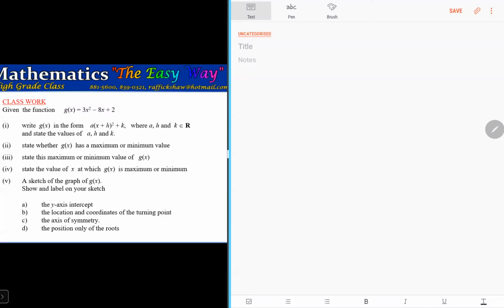All right. So this classwork question gave us that function g of x, and they can call it anything they want. They can call it y, f of x, g of x, h of x, it doesn't matter. Sometimes they don't call it anything, they just write the expression. The first part wants you to write it in the form a(x + h)² + k, and state the values for a, h, and k. All right, so let's go.